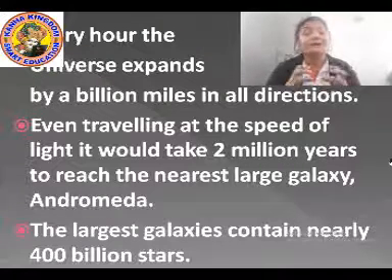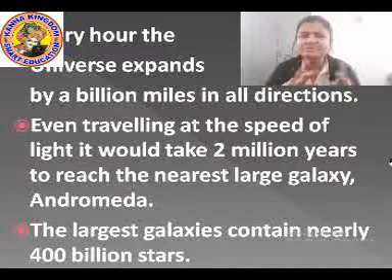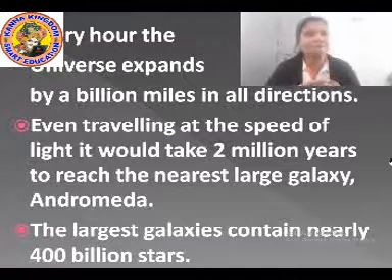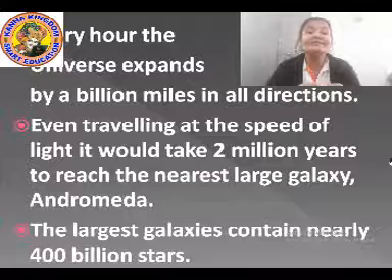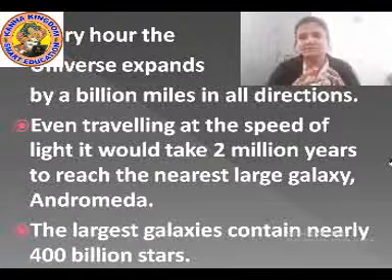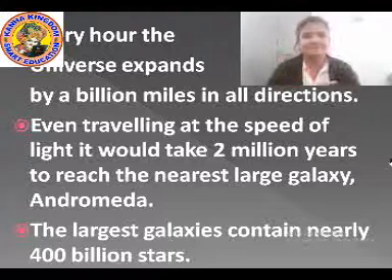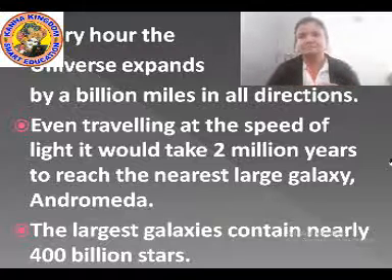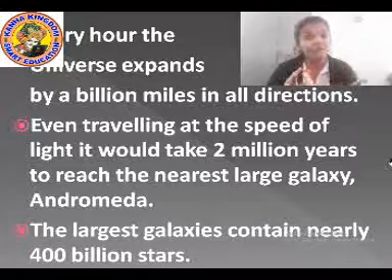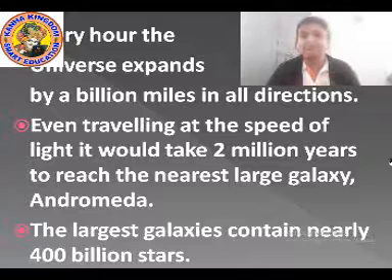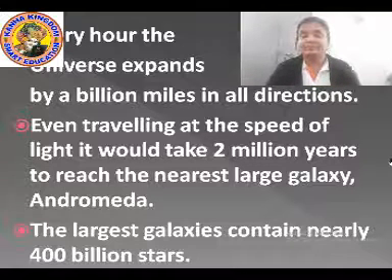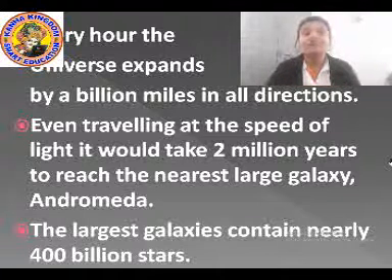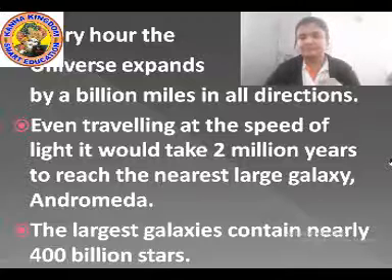And the largest galaxy. Whenever you come to know about galaxies, what are they? Galaxies are made of billions of stars. There are billions of stars in a galaxy, and the largest galaxy contains nearly 400 billion stars. We all know that the stars are countless. We can't count them. They are uncountable.